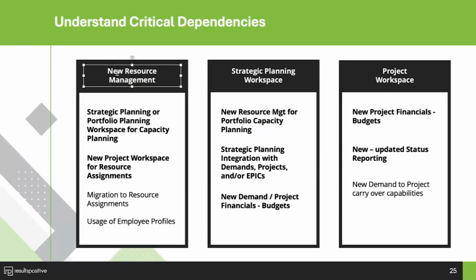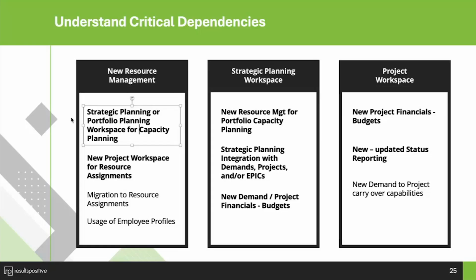So say, for example, resource management being the primary goal and objective. In that case, we would highlight that the key dependency-wise would be the strategic planning workspace for that capacity planning capability. So you can look at that heat map. What's it going to require to deliver on your strategic plans and your strategic roadmaps? And do we have enough capacity?